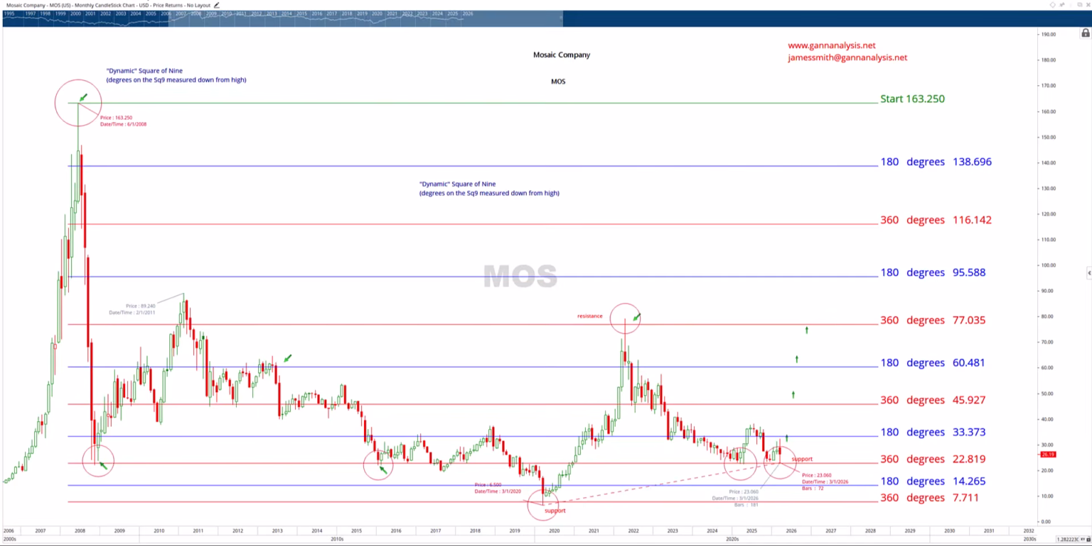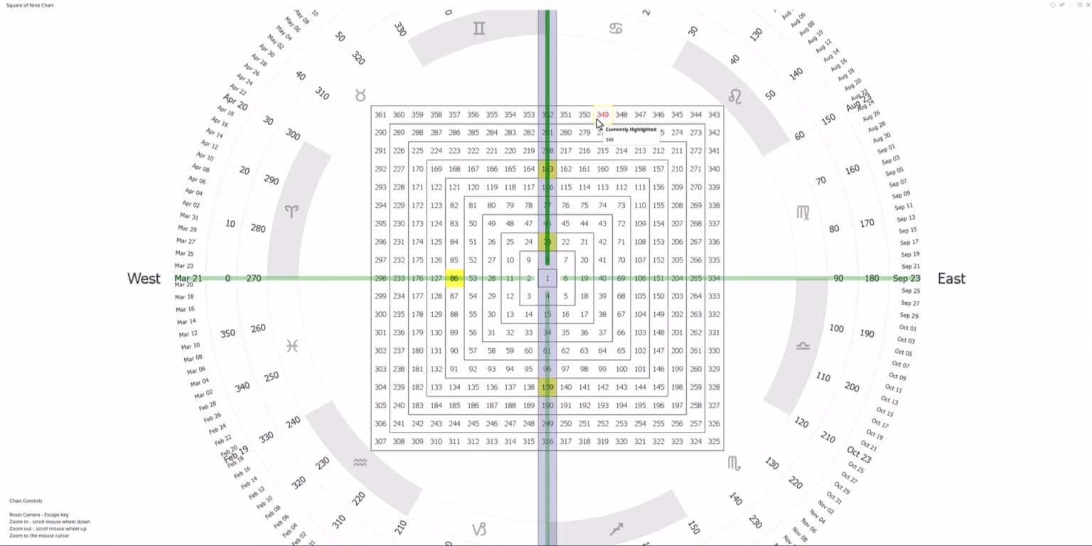What does that mean? Well, it means if you're looking at the square of 9 and you're measuring down from 163, that means you're going in on the square of 9. 139, 138 right in there is 180 degrees. And if you keep going, 116 would be 360 degrees down or in from that high of 163.